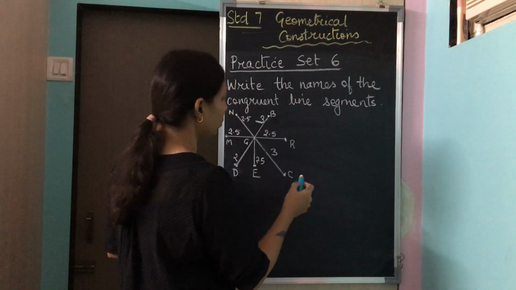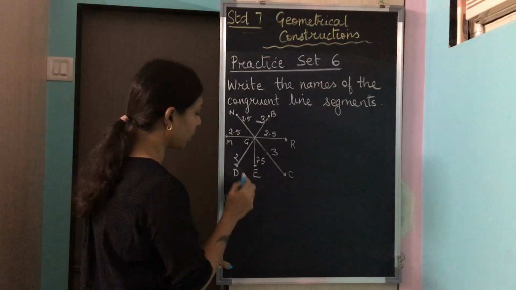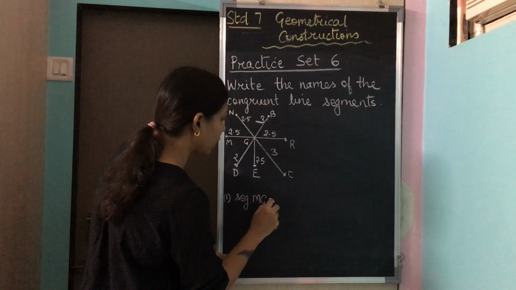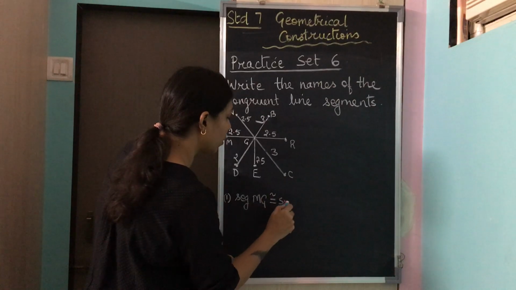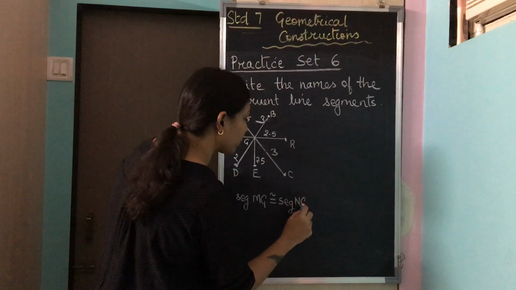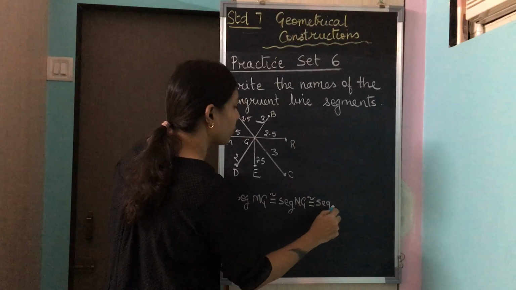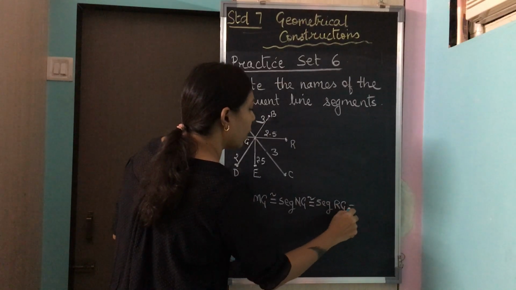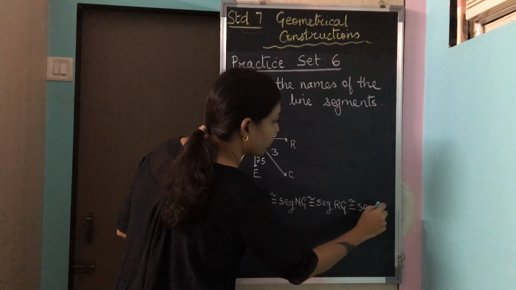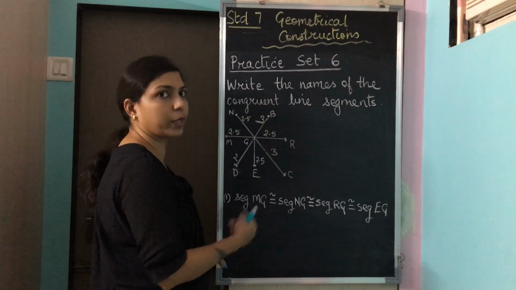So how will I write it down? I will write it down over here, the first pair. Starting over here, segment MG is congruent to segment NG, is congruent to segment RG, is congruent to segment EG. Okay, this means all these 4 segments are congruent to each other.